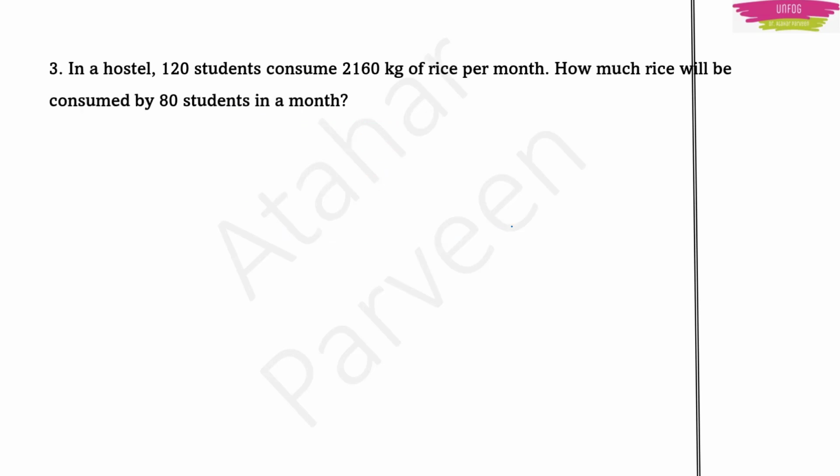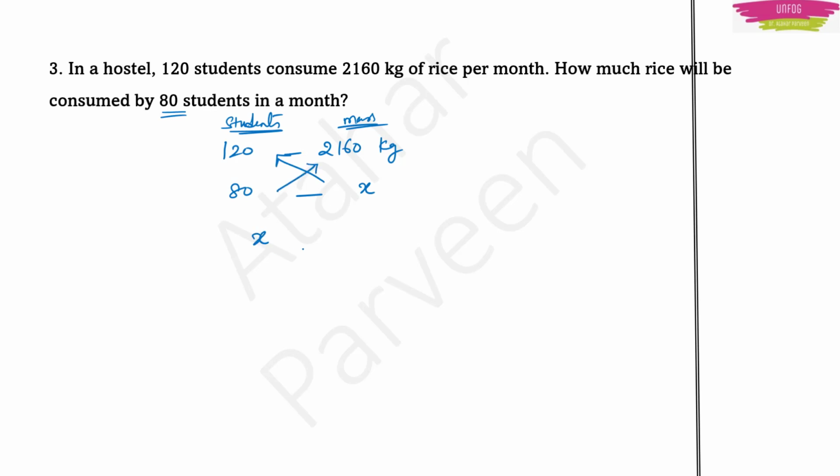Next question. In a hostel, 120 students consume 2160 kg of rice per month. How much rice will be consumed by 80 students in a month? So 120 students are eating 2160 kg of rice. I am writing students here on the left hand side, so below students I have to write students only. Now here I am writing the mass, the weight. Below 120, the number of students only I have to write. It is 80. And how much rice, that I have to find. That will be X.